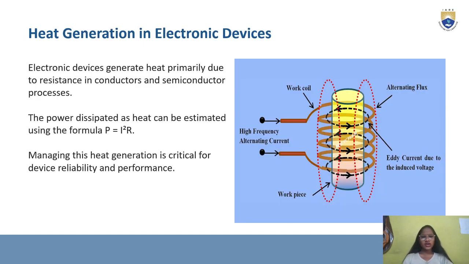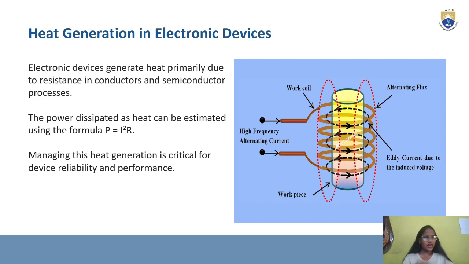Heat generation in electronic devices. Electronic devices generate heat primarily due to resistance in conductors and semiconductor processes. The power dissipated as heat can be estimated using the formula P = I²R. Managing this heat generation is critical for device reliability and performance.